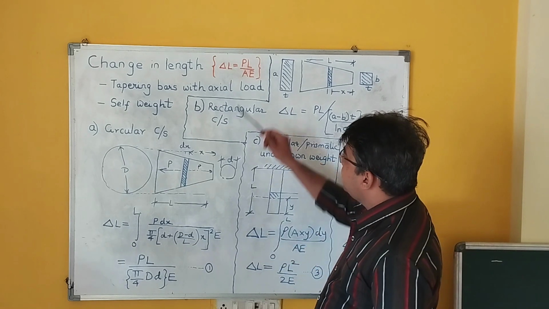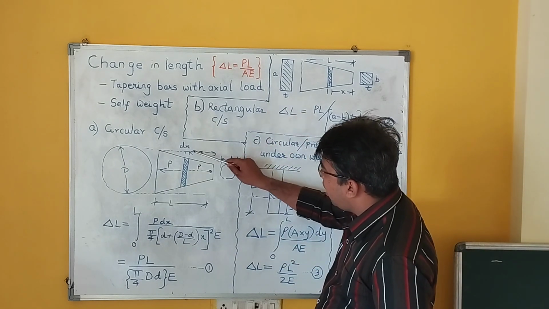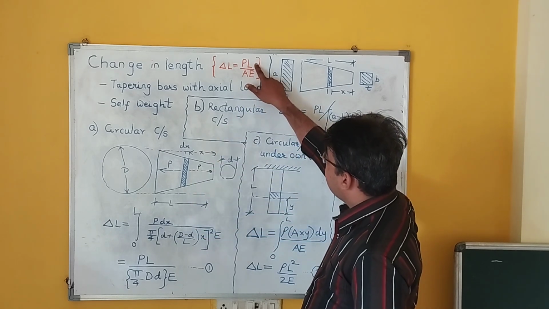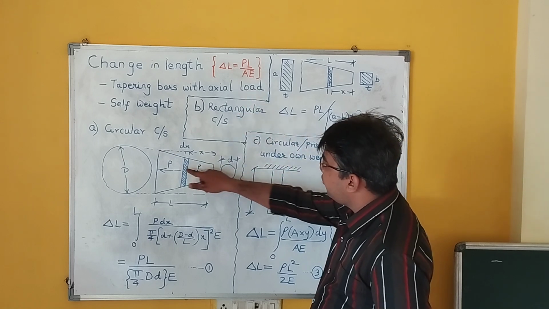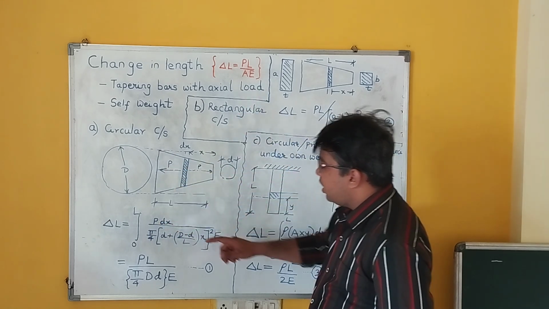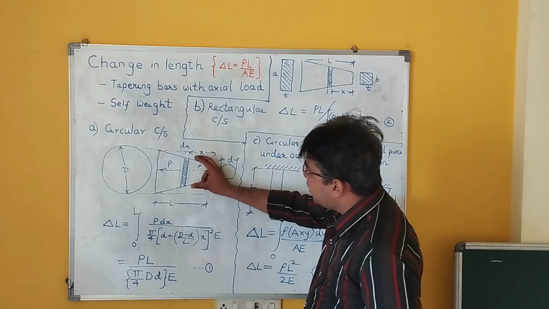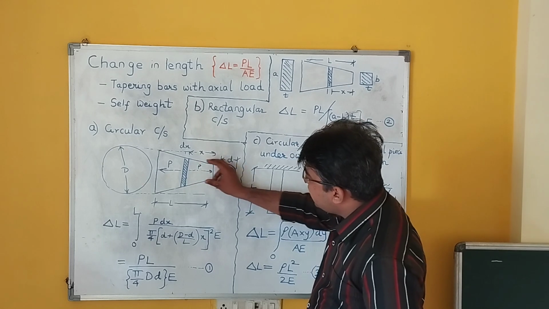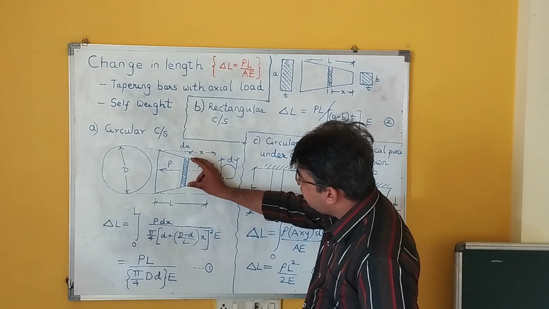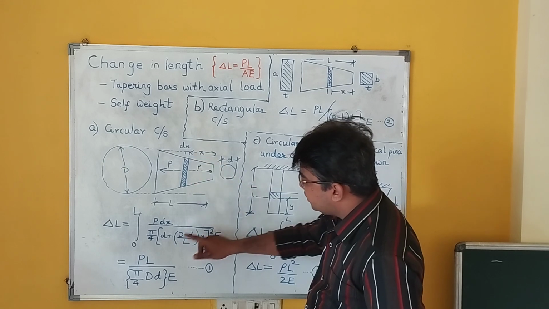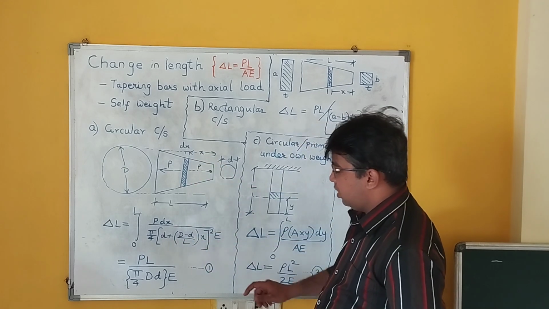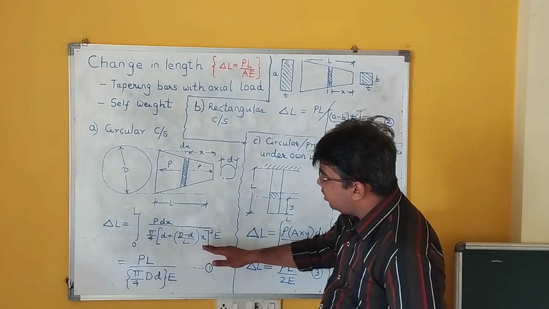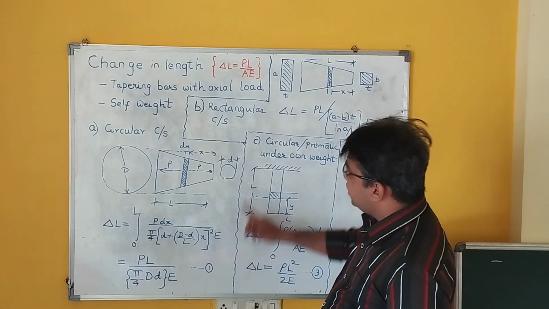If we use this formula for the small length, the length of the element L is nothing but dx, P is the axial force, and A corresponds to the area of this element. Now by similar triangles we can get the diameter of this section as d plus (D minus d) by L into x. So the area of the element is pi by 4 times (d plus (D minus d) by L into x) the whole square, and E remains the Young's modulus.